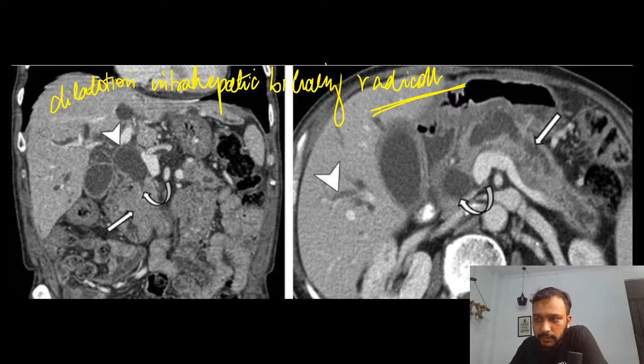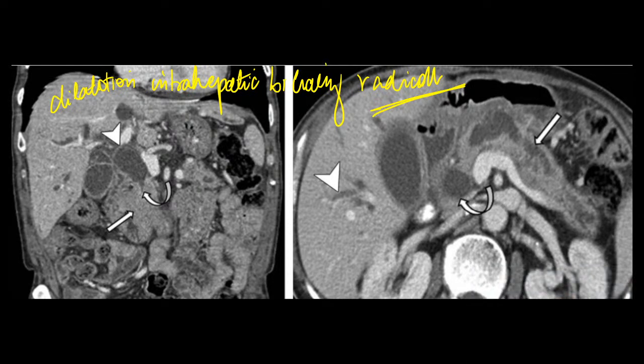Now guys tell me what are the other observations. If you are confusing it with cystic lesions, very good, you pointed out this thing. This is nothing but intrahepatic biliary radical dilatation. What else can you see in this image? Come on guys, what other observations can you make?